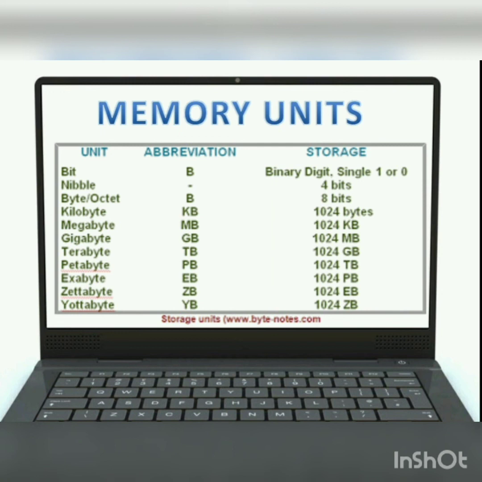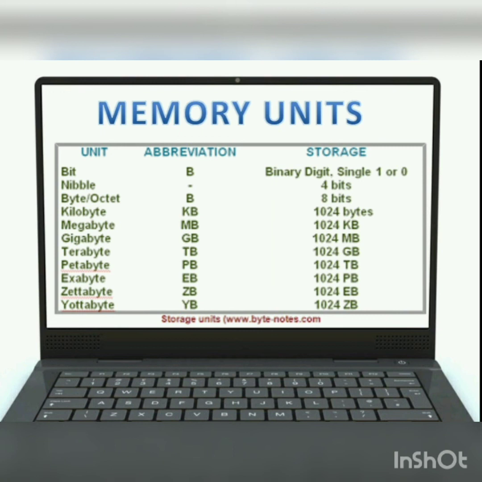Now next is gigabyte, abbreviation is GB. 1024 megabytes equals 1 gigabyte. Next is terabyte, abbreviation is TB. 1024 gigabytes equals 1 terabyte. Next is petabyte, abbreviation is PB. 1024 TB equals 1 petabyte. Now next is exabyte. 1024 petabytes equals 1 exabyte, abbreviation is EB. Zettabyte, abbreviation is ZB. 1024 EB equals 1 zettabyte. Last one is yottabyte, abbreviation is YB. 1024 zettabytes equals 1 yottabyte.